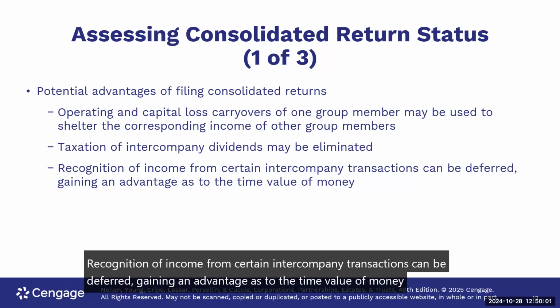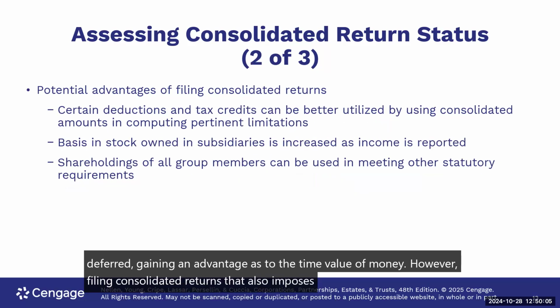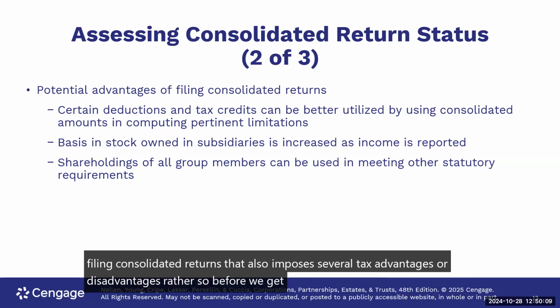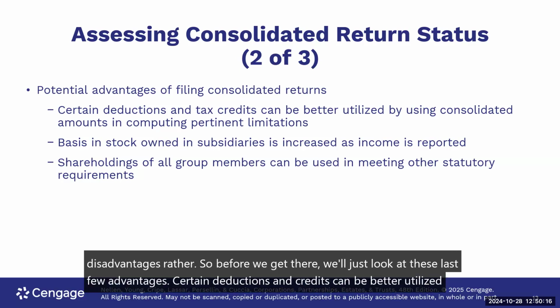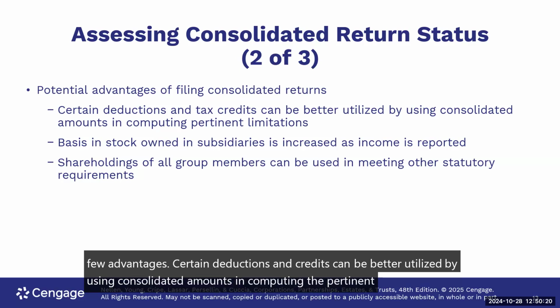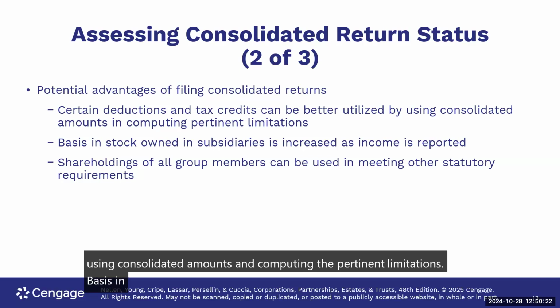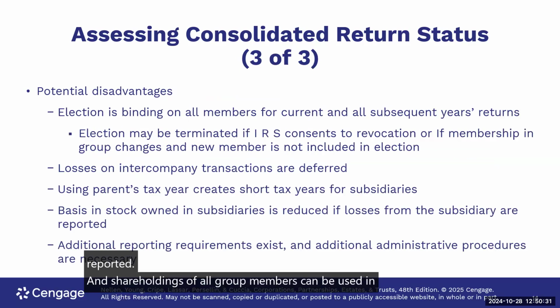However, filing consolidated returns also imposes several tax disadvantages. Before we get there, we'll just look at these last few advantages. Certain deductions and credits can be better utilized by using consolidated amounts in computing the pertinent limitations. Basis in stock that's owned in subsidiaries is increased as income is reported, and shareholdings of all group members can be used in meeting other statutory requirements.